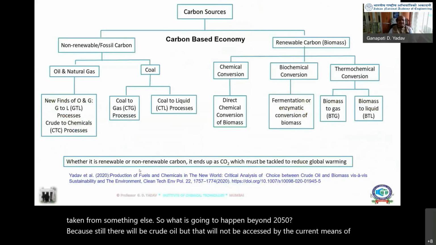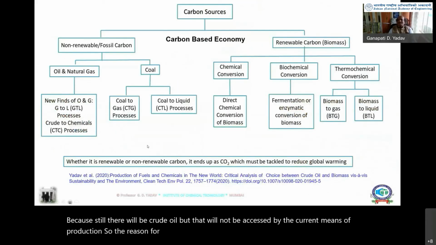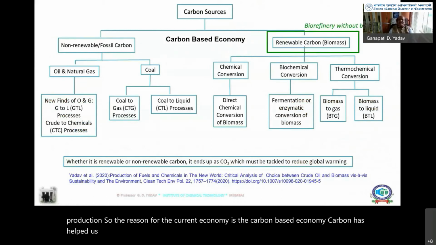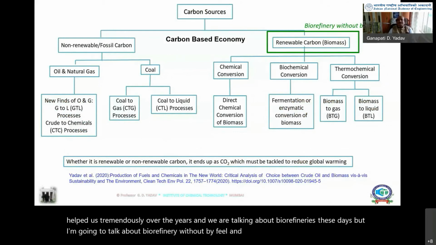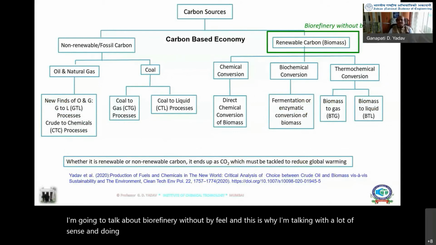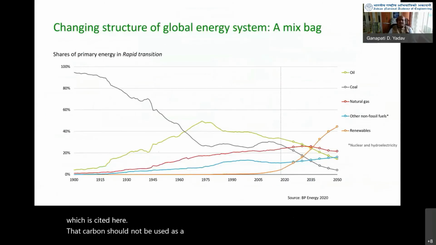So the reason is that the current economy is the carbon-based economy. Carbon has helped us tremendously over the years. And we are talking about biorefineries these days. But I'm going to talk about biorefinery without biofuel. And this is why I'm talking with a lot of sense and doing some calculations. My personal belief, and we have presented in this paper, which is cited here, is that carbon should not be used as a fuel. So look at the change here.